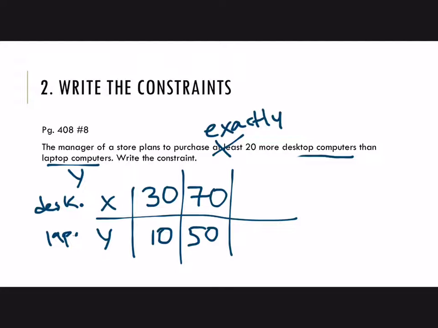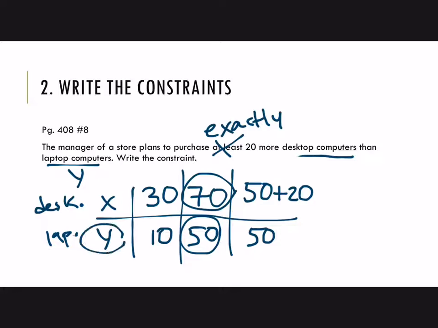Okay, so now think about describing these. Well, it's this 70 number that's more than this 50 number, right? So this is like 50, and then this is like the 50 plus the 20. So since the laptops, the y, is the smaller number, then I have to add 20 to that to make whatever x is.